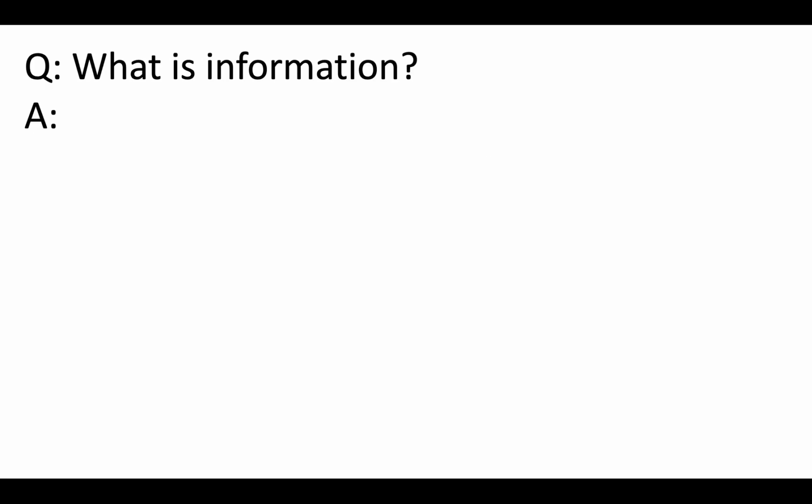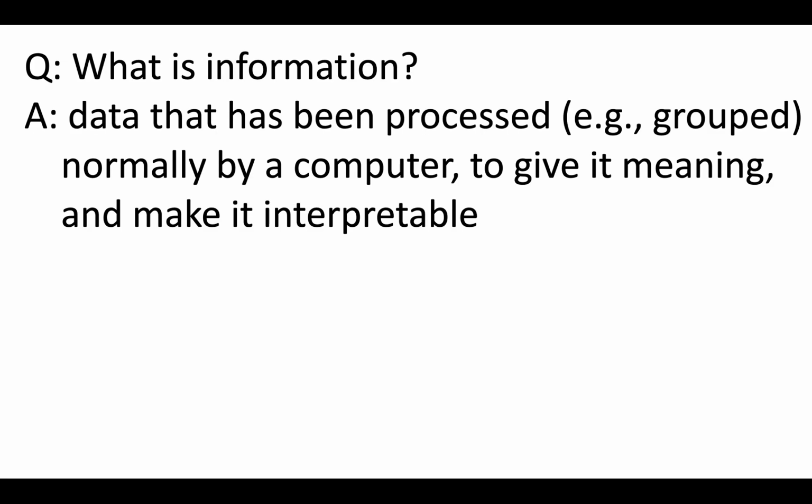What is information? The second definition. That is data that has been processed. For example, it might be grouped, normally by a computer, to give it meaning and make it interpretable. And obviously you don't have to group it by computer, but that seems to be the way to do it these days. Again, the focus is meaning and making it interpretable.